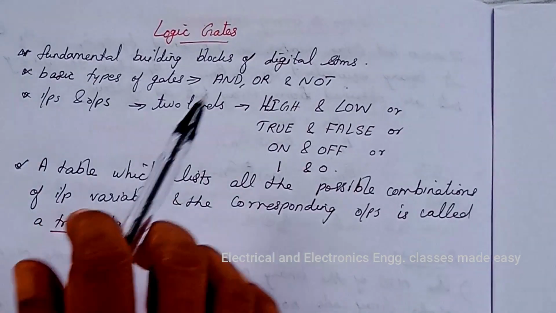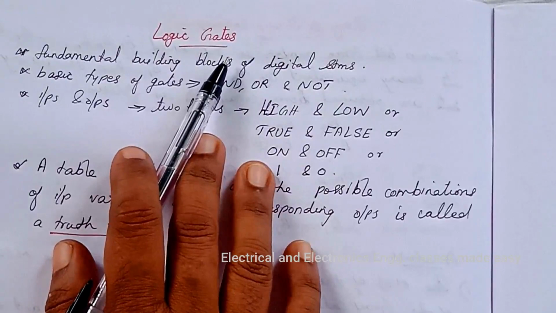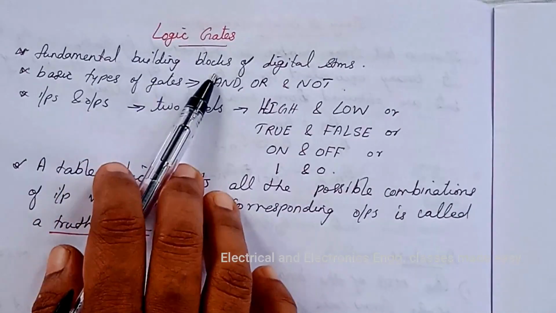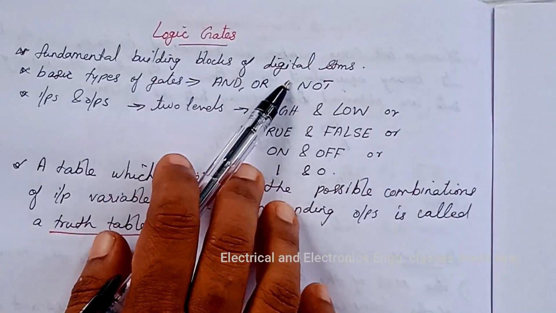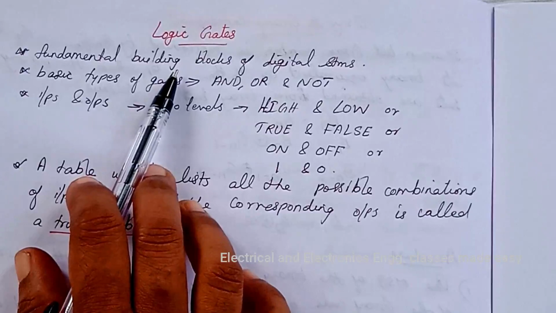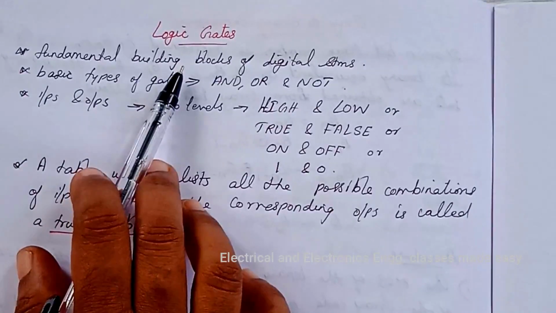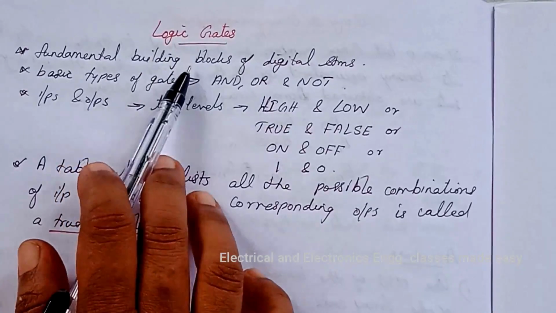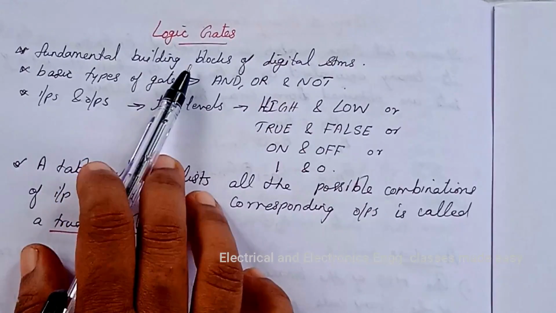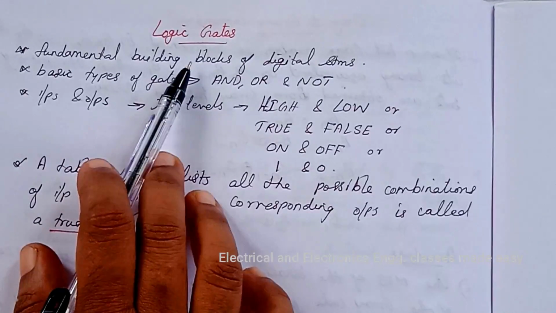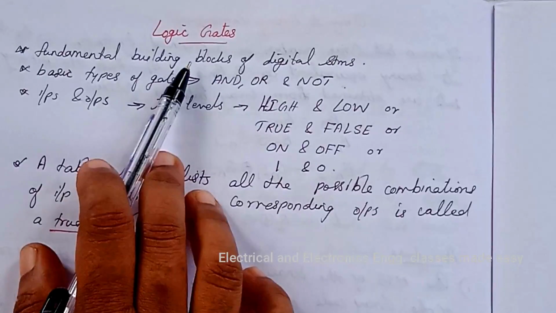Today's class is about logic gates. Logic gates are the fundamental building blocks of digital systems. The name logic gate is derived from the ability of such a device to make decisions, in the sense that it produces one output level when some combinations of input levels are present and a different output level when other combinations of input levels are present.